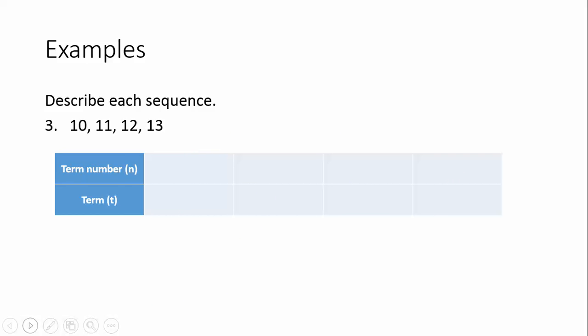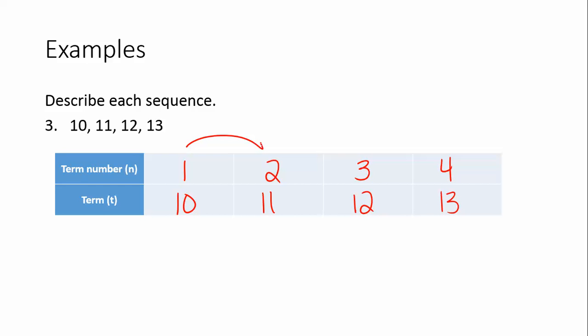Here's another example where we have 10, 11, 12, and 13. So our first term is a 10. Our next term is 11. Our third term is 12, and our fourth term is 13. So here again, we have addition of 1 from the term numbers, and that's how that will always work. But to get from one term to the next, we are also adding 1.